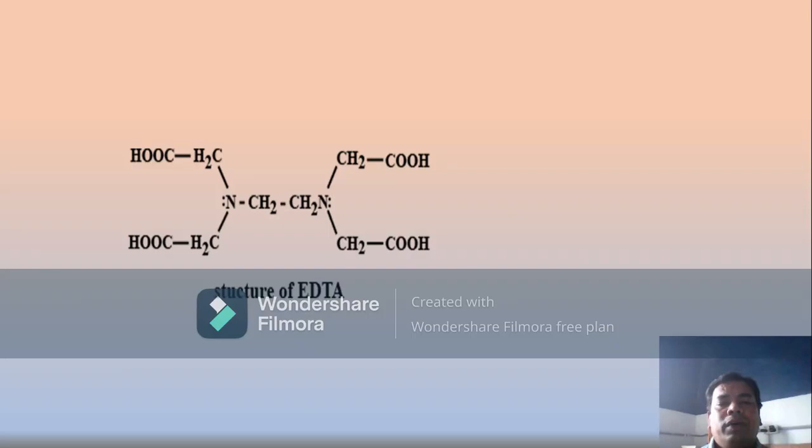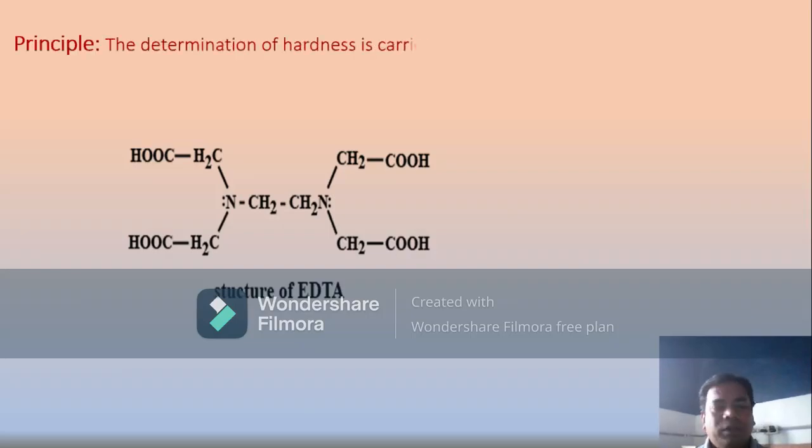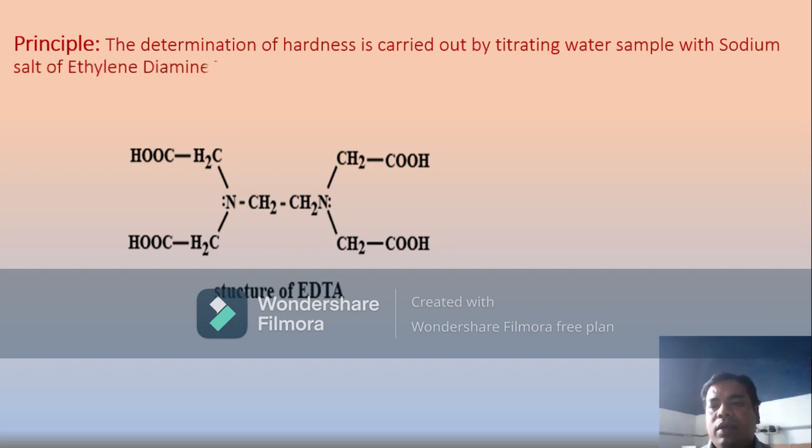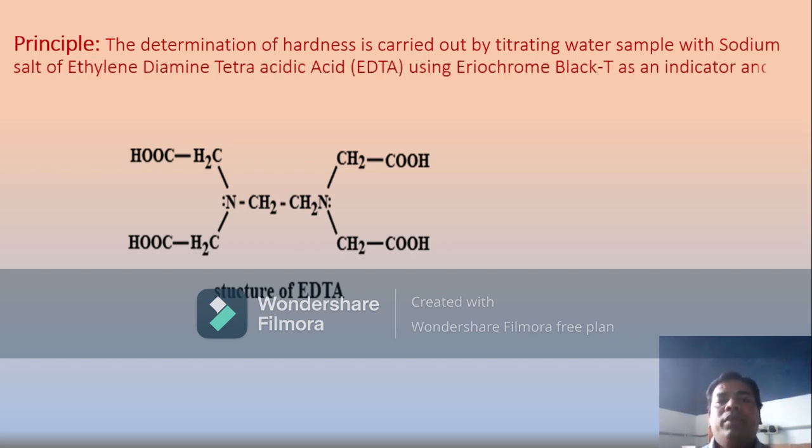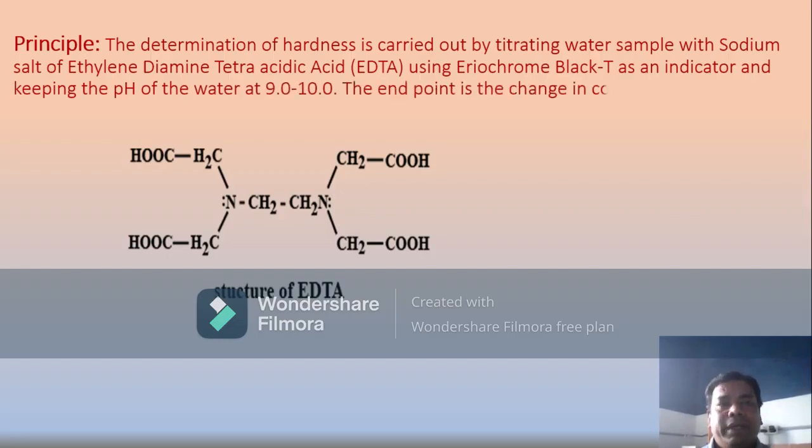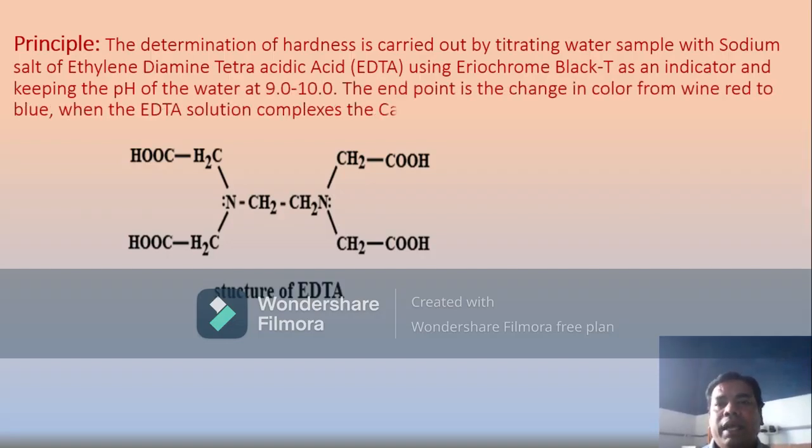Right. So what is the principle involved in the determination or estimation of total hardness of water by using the EDTA method? Okay, right. So we will move to the principle side. The determination of hardness is carried out by titrating the water sample with the sodium salt of ethylene diamine tetraacetic acid, so we can call it EDTA, using eriochrome black T as an indicator and keeping the pH of the water at 9.0 to 10.0. The end point is the change in color from wine red to blue, and the EDTA solution complexes the calcium and magnesium salts completely. Okay, right.